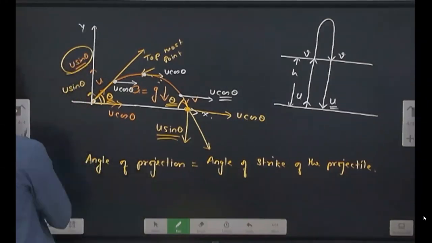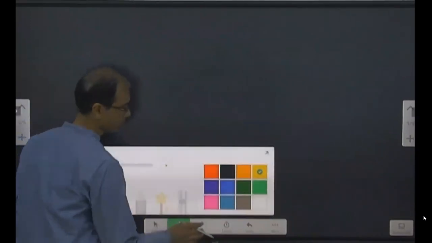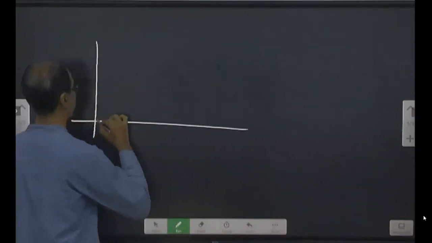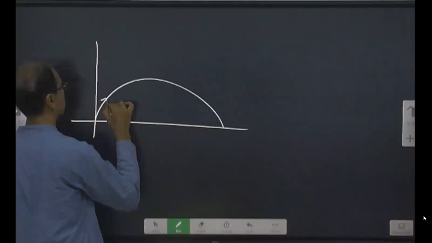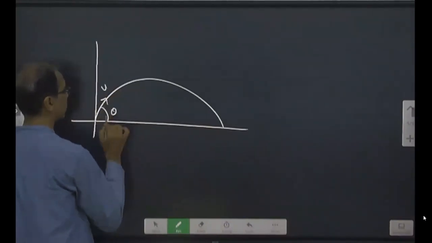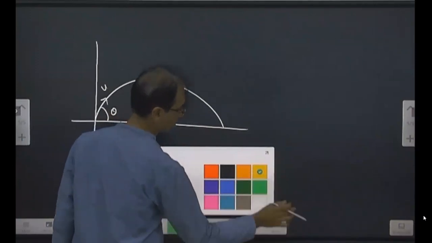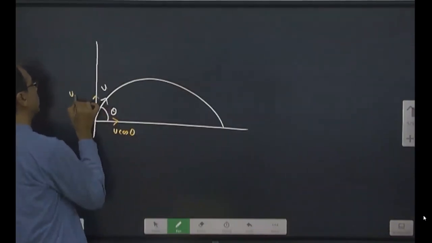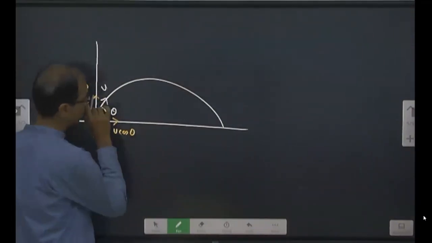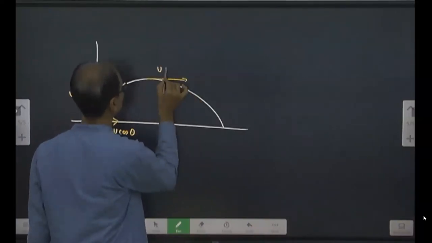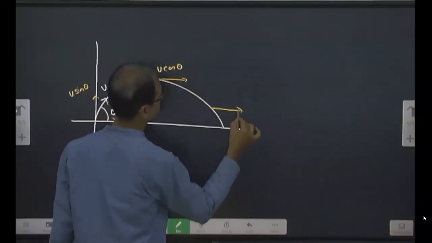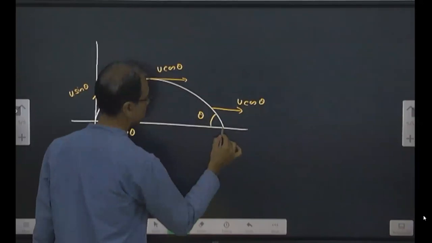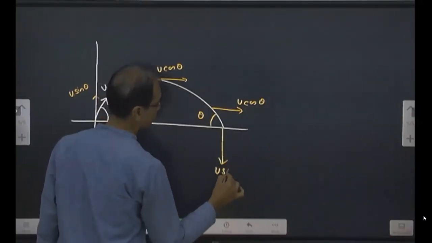So now I'll make a fresh one. All right. So projectile, initial speed u, angle of projection theta. This is u cos theta. This is u sin theta. And we discussed that at all the points here, the speed horizontally is the same. u cos theta here also, here also. And we also discussed this angle is theta only, as here the vertical component is u sin theta.